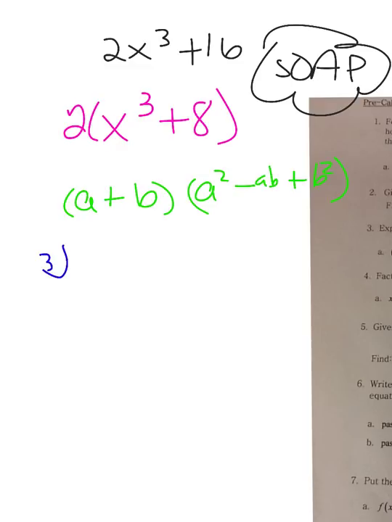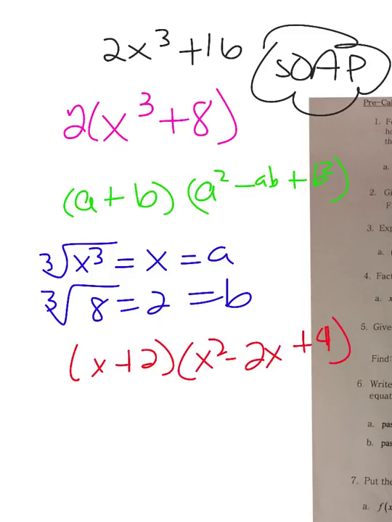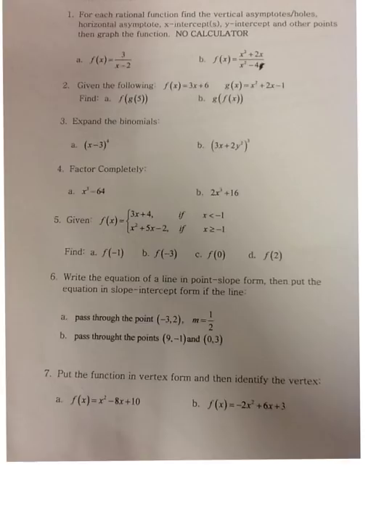The cube root of x³ is x. This is my A. The cube root of 8 is 2, and this is my B. So I have (x + 2)(x² - 2x + 4), where 2 squared is 4. And then don't forget to bring down the GCF, which is 2.